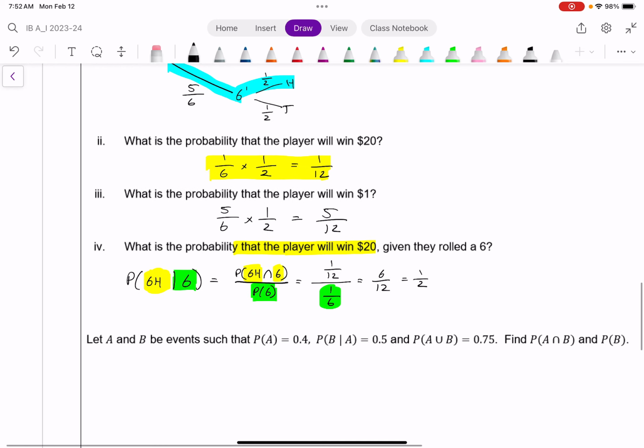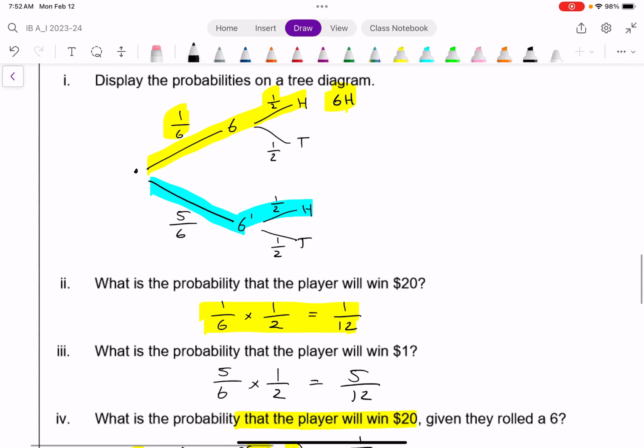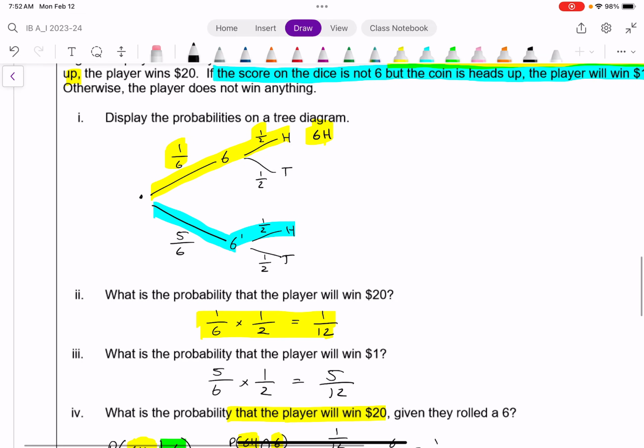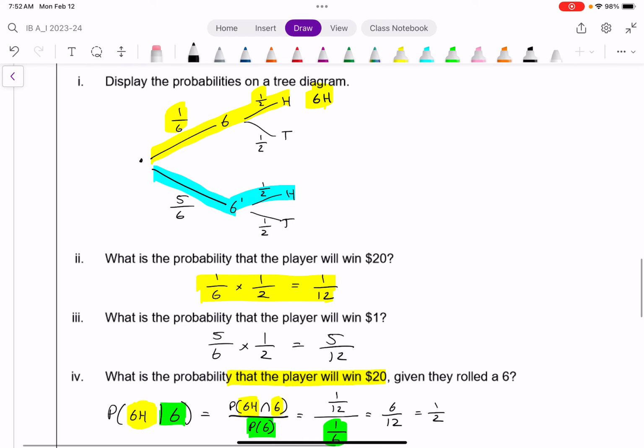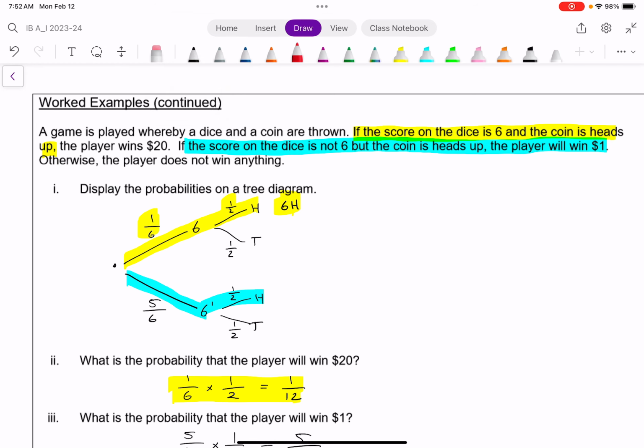That said, to be honest, if I already have the tree diagram, I think a better approach would not be to use that formula, but to look up here and think about the context of the question using the visual. So what is the probability the person will win $20 given they rolled a 6? Well, if we know they rolled a 6, then we don't even have to worry about this part here. We can just ignore that. So if we know they rolled a 6, we know we're already at this stage right here.